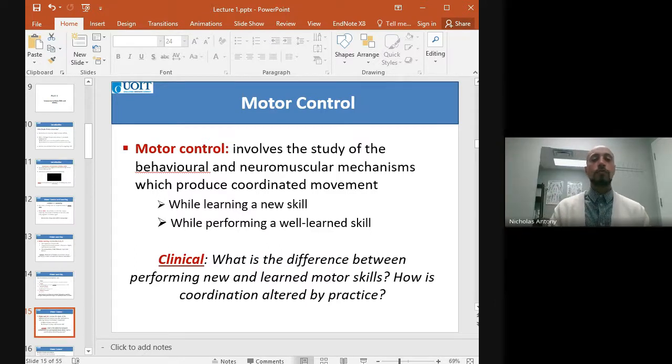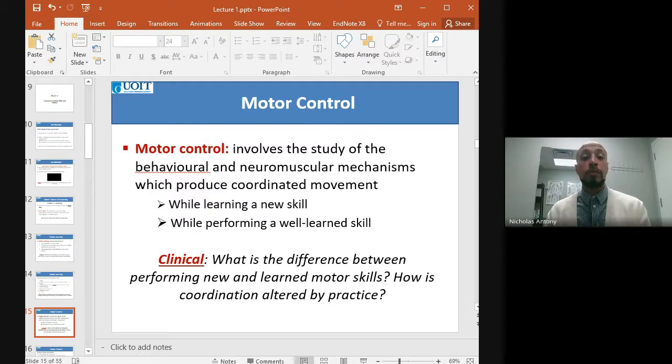Awesome. So with motor control, like I said, we're learning motor skills, or evaluating motor skills. With motor learning, you're evaluating motor skills. With motor control, we're trying to analyze motor skills by looking at the behavioral or neuromuscular mechanisms that produce the coordinated movement. So what is it about the interaction with the environment that allows us to coordinate our body? And how does what we're taking in allow us to fine tune our body to move in a particular way?